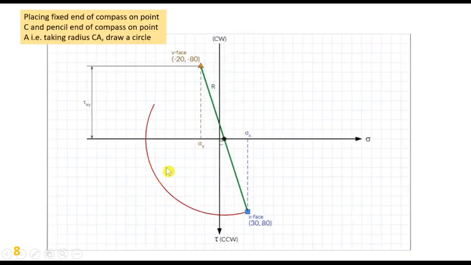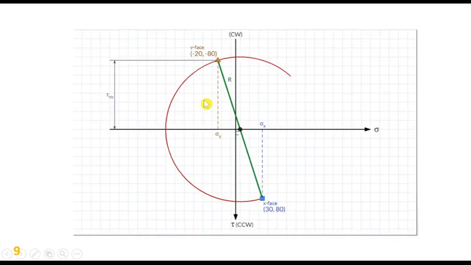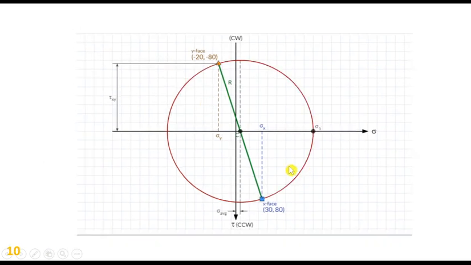It is written here. Then place one fixed point of the compass at this point C, and the pencil end of the compass at point A. So CA will be the radius, and draw a circle. The circle is shown here. If you look at this circle, now the circle is complete.